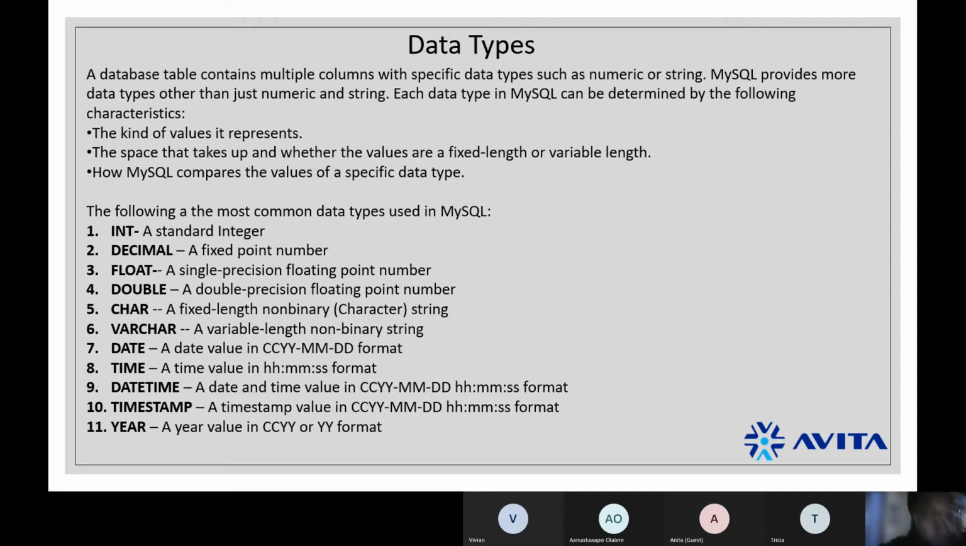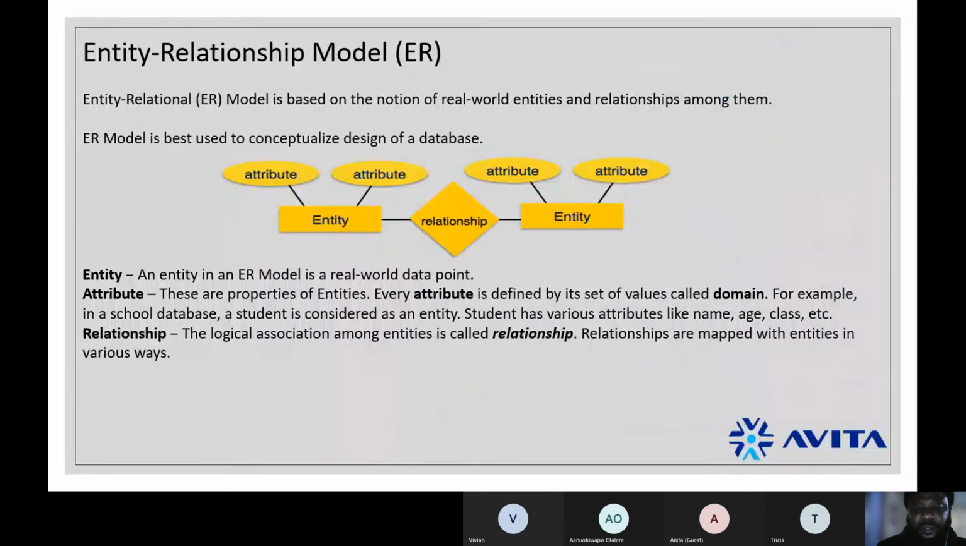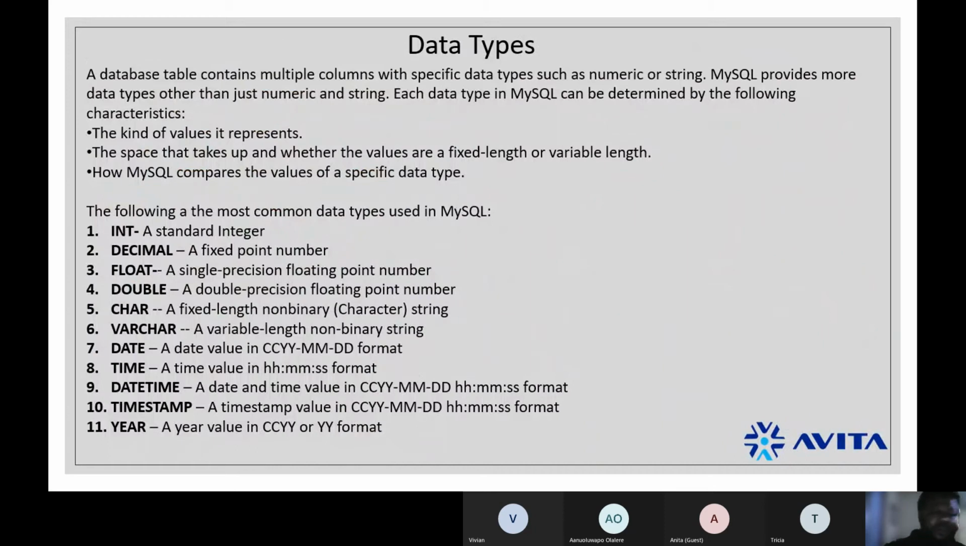It says, now, remember when we were talking about creating objects yesterday, let me go there so that you can know. Right. When we were talking about attributes yesterday, we said these attributes are properties of entities, right? And it says every attribute is defined by its set of values called domain, right? So I want to explain what that domain is, and why we have to give an object a data type, right? So every attribute has a domain, right?